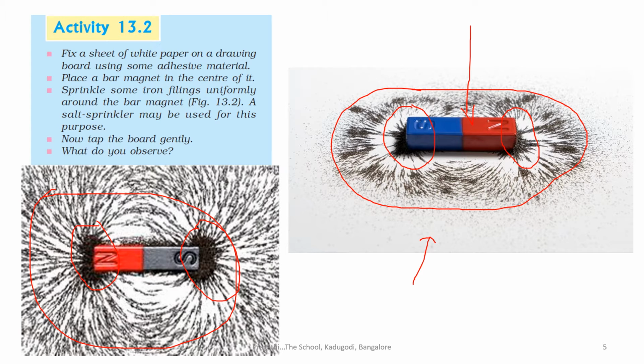So many iron filings are getting attracted. Why? Because those are the strongest points. Which are the points? The north pole and the south pole. Those are the strongest points, and the magnetic force will be maximum at the poles, so that's why the filings get attracted.